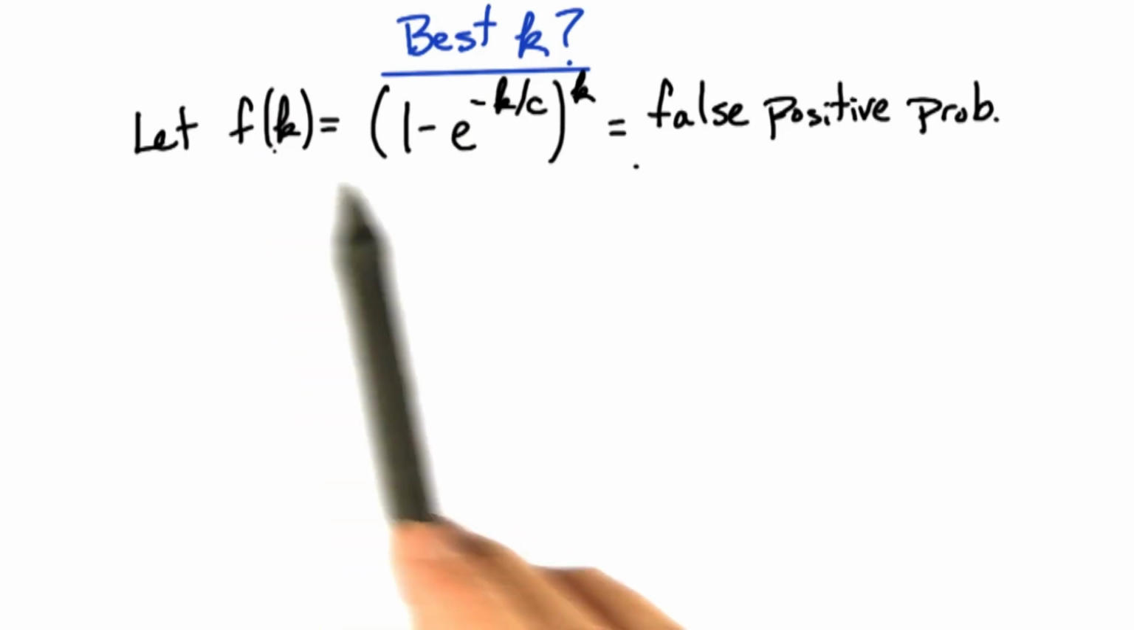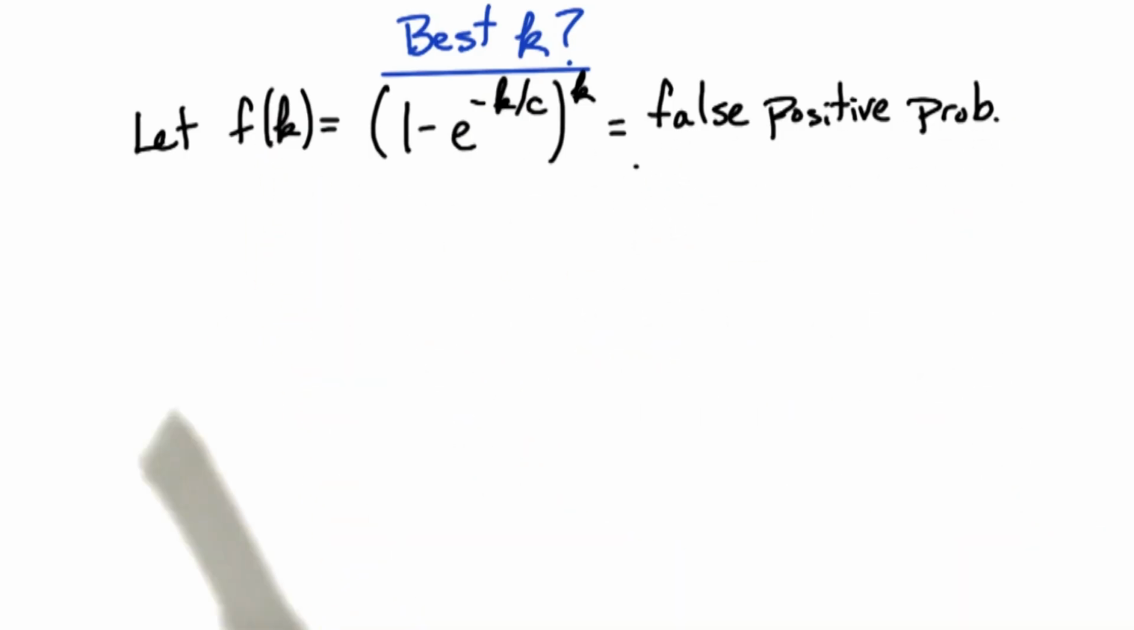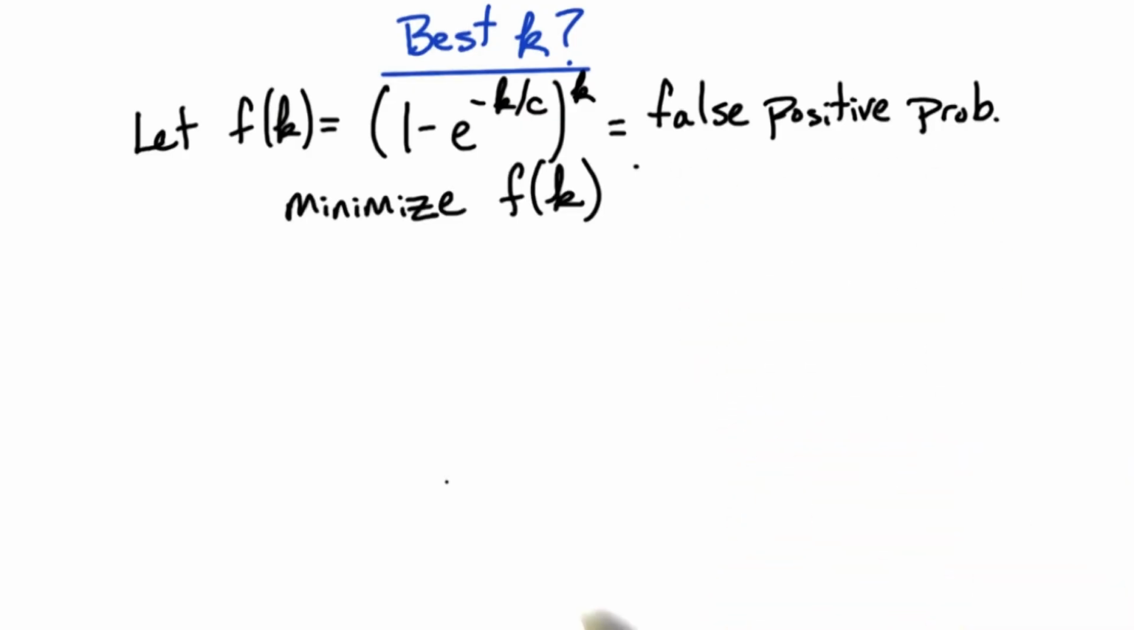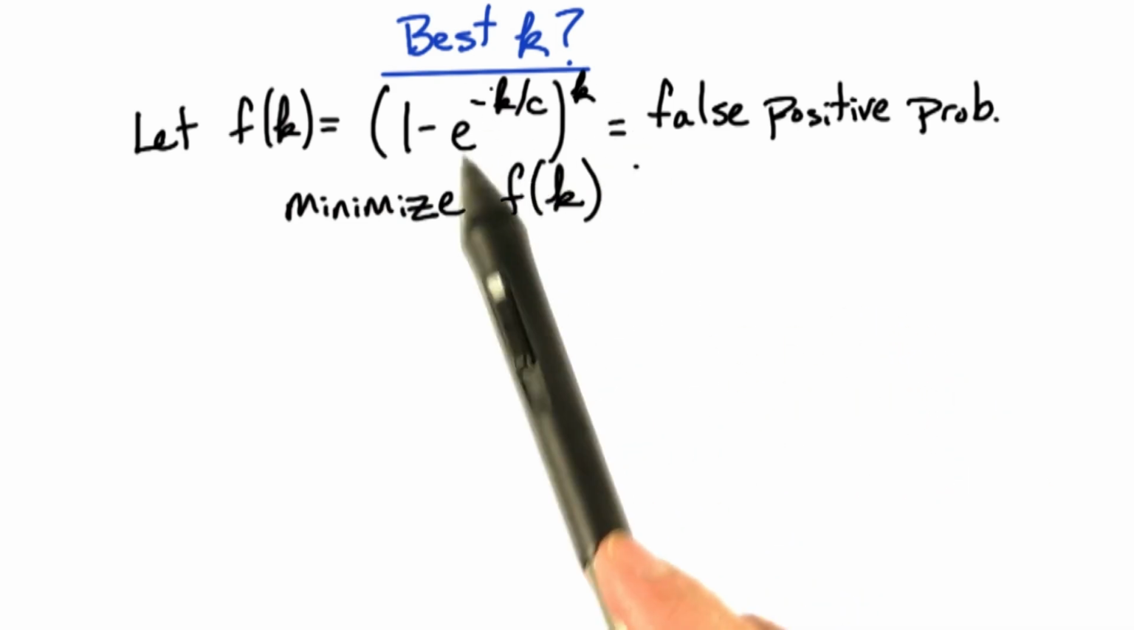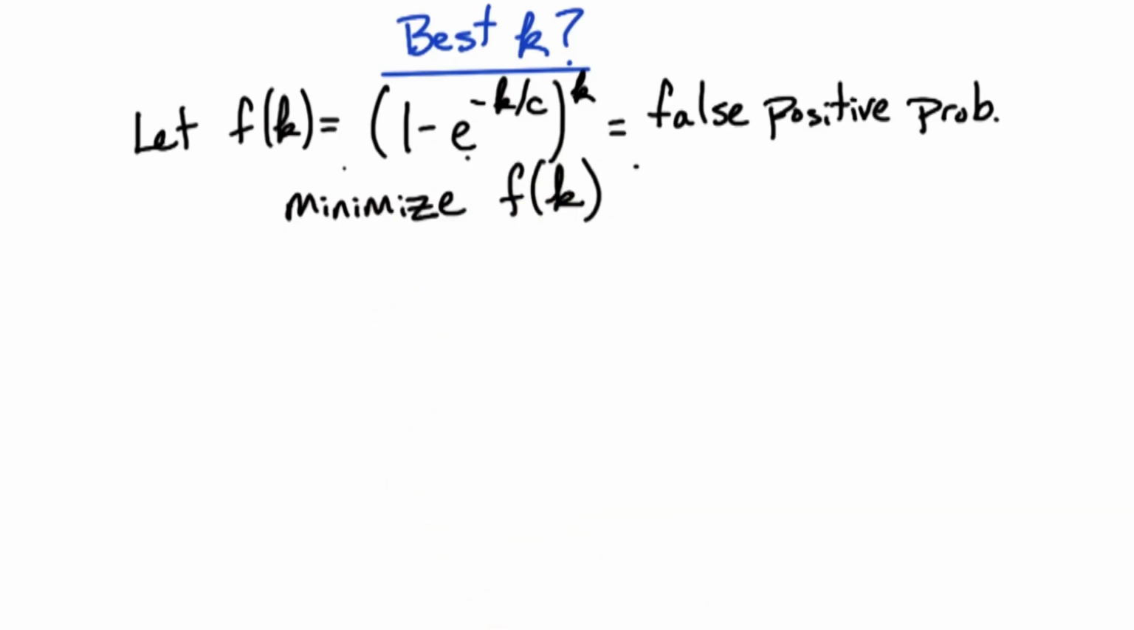This is f of k, the false positive probability for a specific choice of k, the number of hash functions. Our goal is to figure out the optimal choice for the number of hash functions in order to minimize this false positive probability. So we're going to minimize this function f of k. How do we find the optimal choice of k? Well, we take its derivative, set it equal to 0, check whether it's a global minimum, and then find that choice of k which sets the derivative equal to 0.